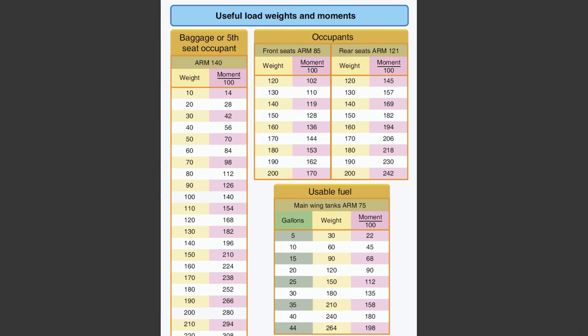If we look at our chart, we can see that things further back have a much higher effect on our moment, or on our center of gravity location. For example, 120 pounds of baggage at arm 140 means a lot more for the center of gravity than a 120 pound front passenger. Let's look at some terms that we didn't cover during our examples.